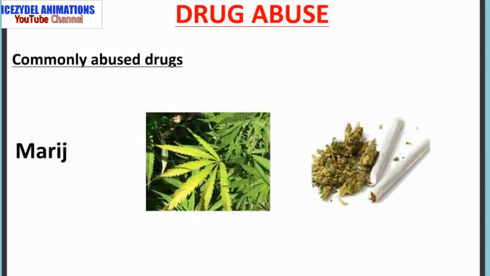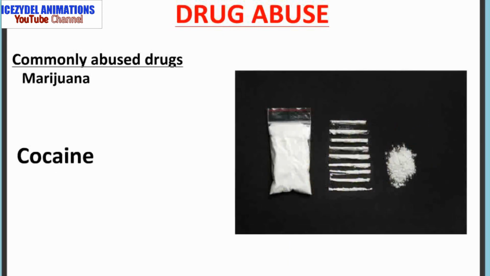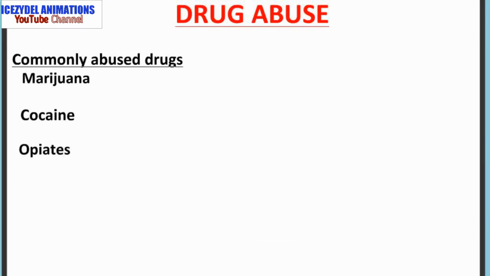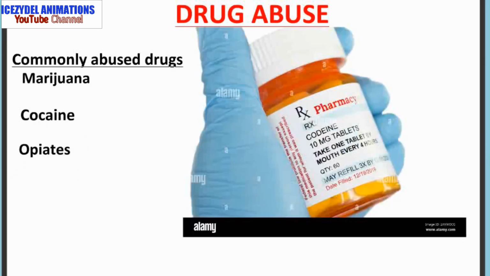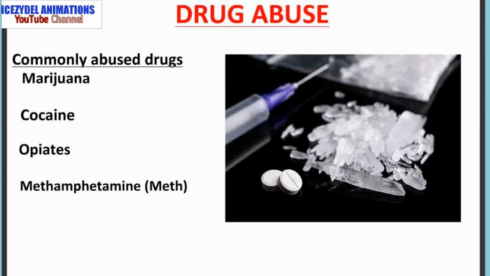Commonly abused drugs: marijuana, cocaine, opiates, which include heroin, morphine, and codeine, methamphetamine commonly known as meth, and alcohol. Some effects of drugs on health include weak immune system, lung disease, seizure, stroke, mental confusion, brain damage, severe heart problems, and liver damage. Some effects of drugs on behavior include aggressiveness, hallucination, impaired judgment, addiction, and loss of self-control.